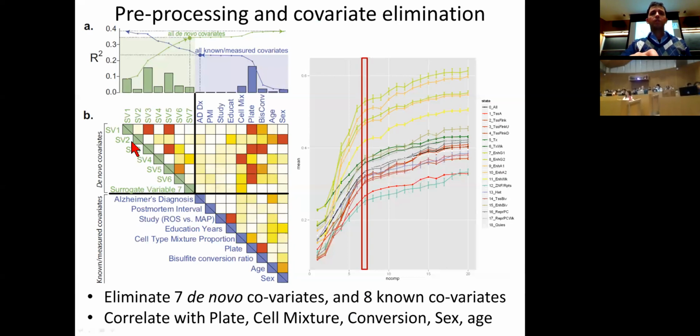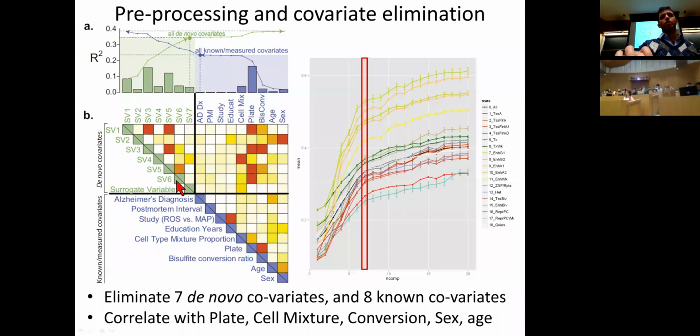But then when we ask, what about these singular values that we learned? How can I explain those? What we can see is that singular value number 1, for example, which correlated with value number 3 and value number 5, all of them correlated with both plate and bisulfite conversion rate. Singular value number 2 correlated greatly with sex and to a lower degree age. Singular value number 3, again with plate and bisulfite conversion, same with singular value 5. And then singular value 4 with cell type mixture component. Okay? And that basically shows you why it's so important to correct for these covariates.